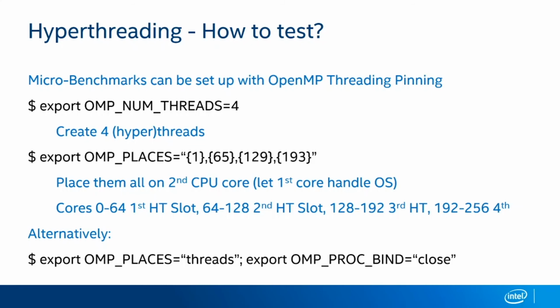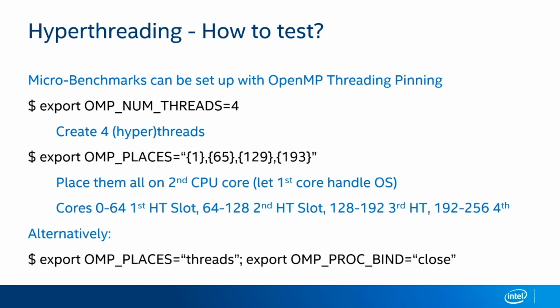So the OMP places example that I have here has 65, 129, and 193. These are all tied to the same physical core, not the first core in the mesh, but the second core. I normally use the second core just because I want the operating system to be running on core number 0, so I don't want to be conflicting with that. So it gives me a more accurate test.